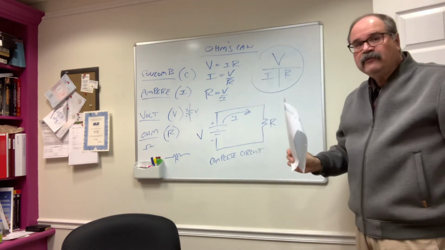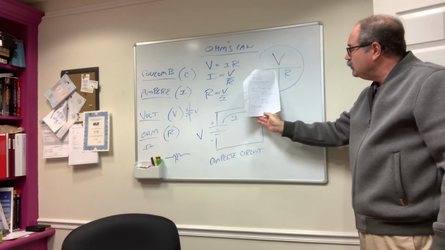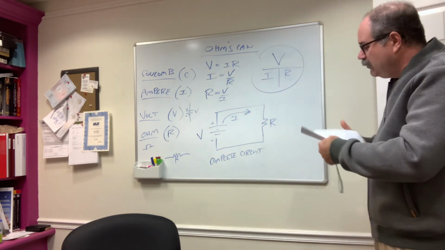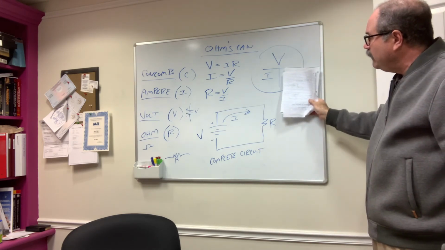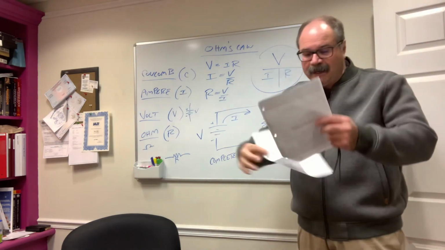If you want to solve for the current I, simply cover that variable. So I is going to be equal to voltage V divided by resistance R. And then lastly, if you wanted to solve for the resistance R, again, same approach, simply cover that variable. So resistance R is going to be equal to voltage V divided by current I.